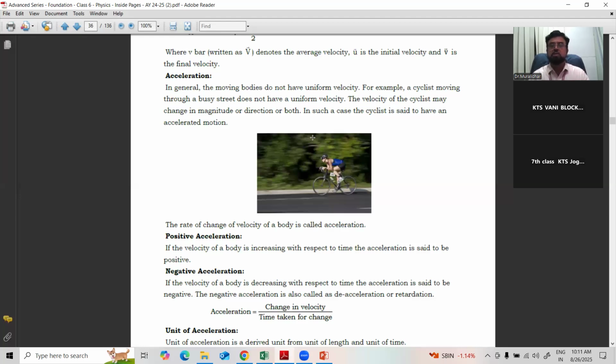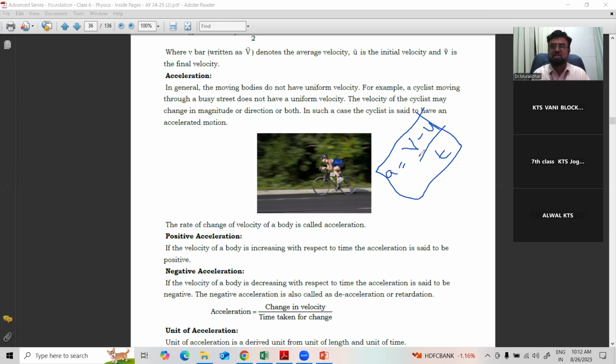In simple words, the rate of change of velocity is called acceleration. For example, the rate of change of velocity means velocity changes with time. When velocity changes with time, it is called acceleration, for example, a is equal to (v minus u) by t.